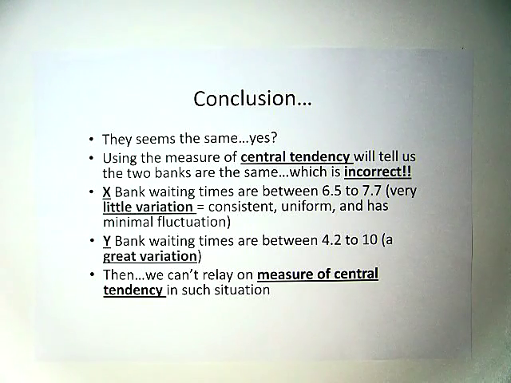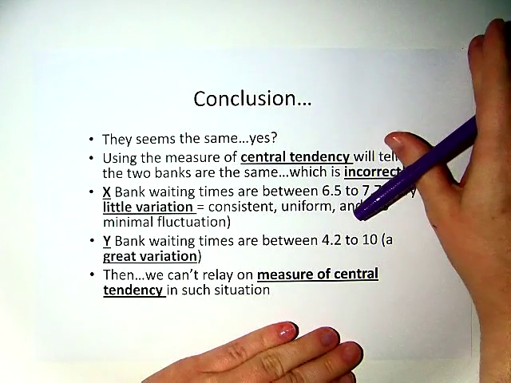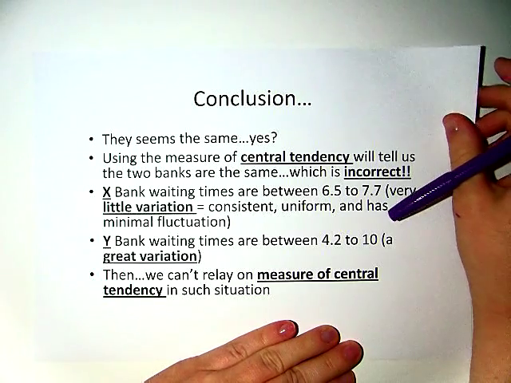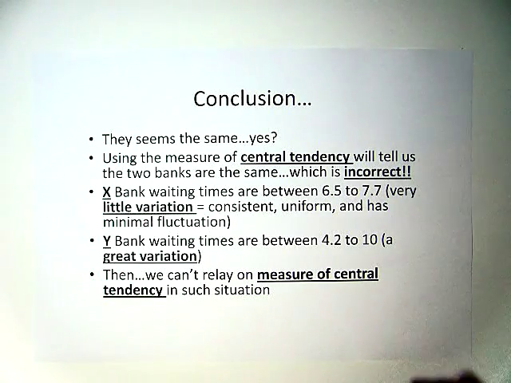Bank Y, however, has a great variation between 4.2 all the way to 10. So we cannot rely on measurements of central tendency in this area. We need to do the measures of dispersion.